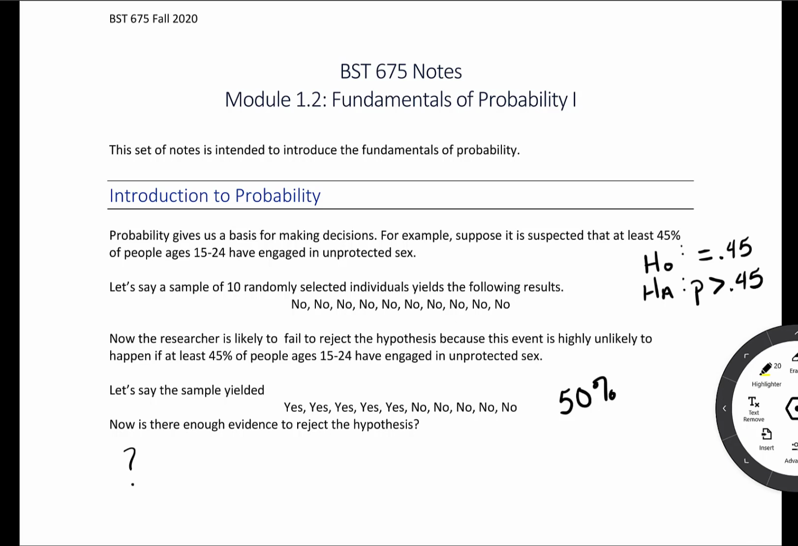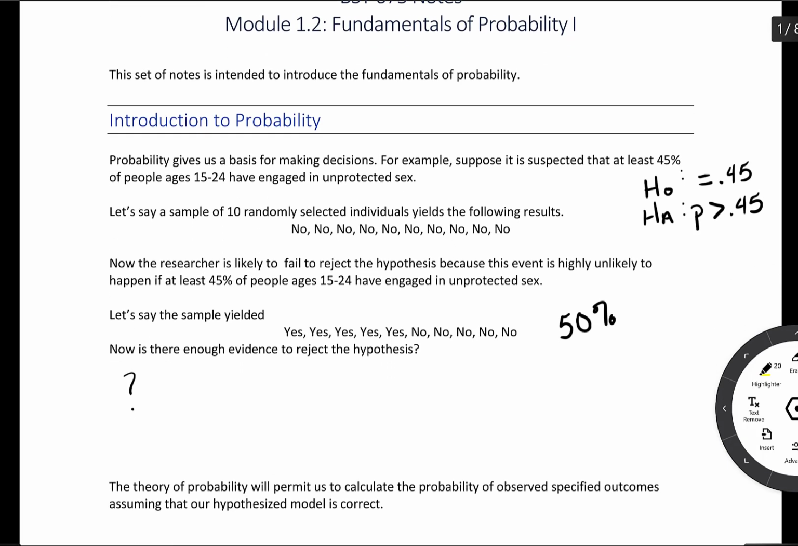We only took a sample of 10. So, if out of 10 we find 50%, it may be that in the population it's only 40%. So what probability is going to do for us is it's going to give us a way to calculate the probability of observed specified outcomes, assuming that our hypothesized model is correct. So in other words, if in the population we've got more than 45%, how unlikely is it, or how likely is it, to see a sample of 10 come back with 50%?